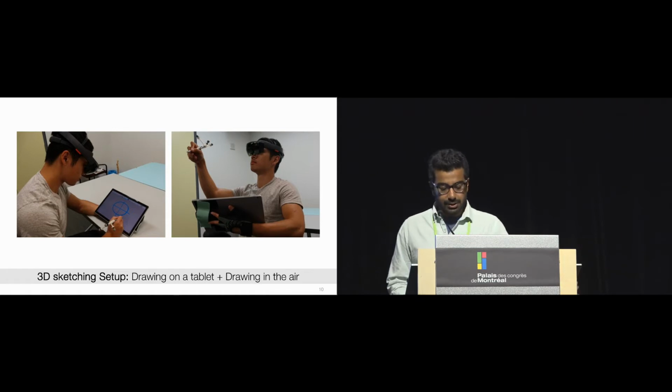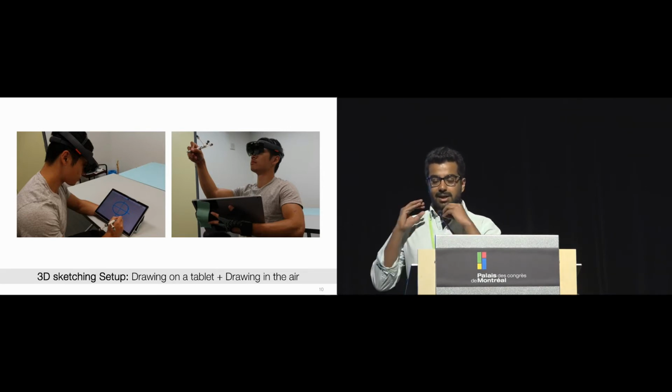Okay, so let's see how we do this. So in SymbiosisSketch, we have a user who has a drawing tablet and an augmented reality headset. And we use this to sketch, and he has a pen in his hand, and the same pen is used to draw on the tablet as well as in the air. So this is a Surface tablet and a Surface pen. Drawing on the tablet is natively supported by the hardware, but drawing in the air, we achieve it using motion capture markers.